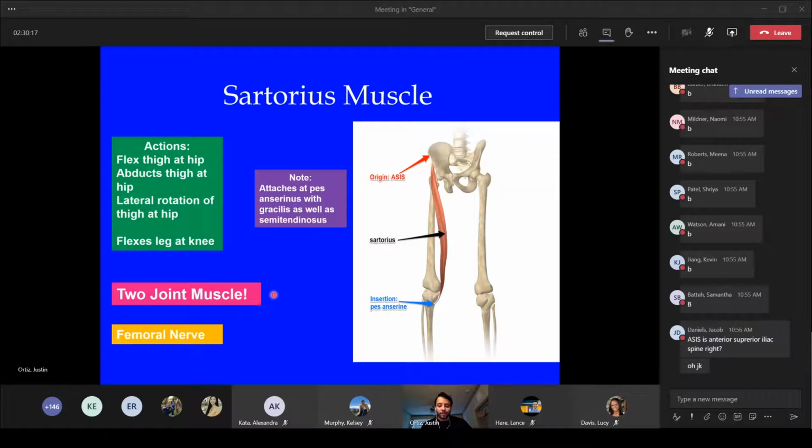It's going to be a 2-joint muscle because it attaches to the ASIS, which is the anterior superior iliac spine, right? It's like your seatbelt muscle, and it's going to attach to your pes anserinus, right? So pes anserine or pes anserinus. I also noted here, because we'll talk about it later on, that the gracilis as well as the semitendinosus will also be attaching to the pes anserinus. So I would note that.